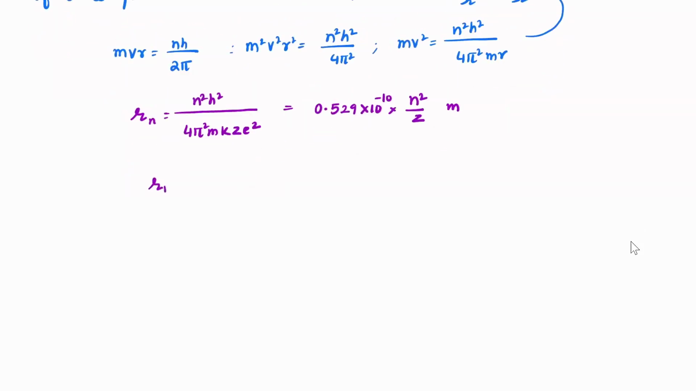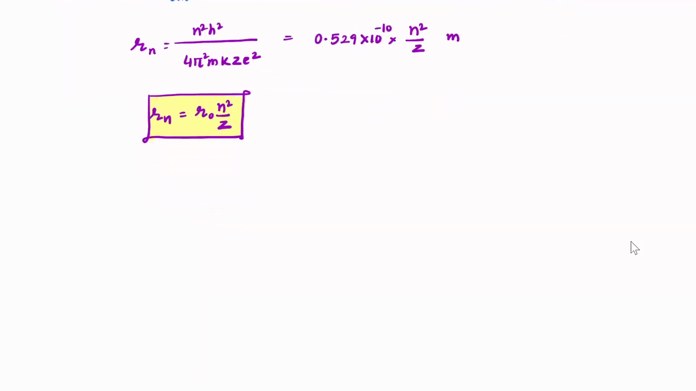0.529 into 10 raised to the power of minus 10 into n² by Z in meters. Okay, so this is the nth orbit, and this value you can also write as r naught, or simply a naught, n² by Z. This is the formula that will be used to figure out the radius of the nth Bohr orbit.